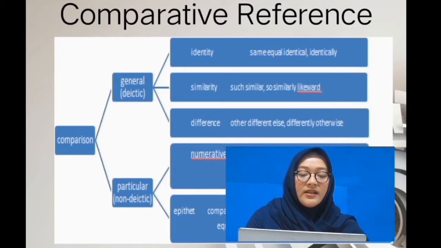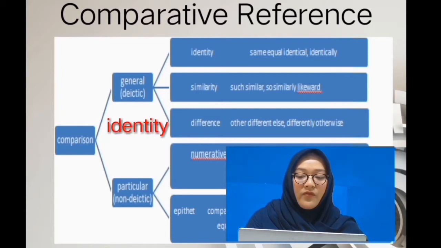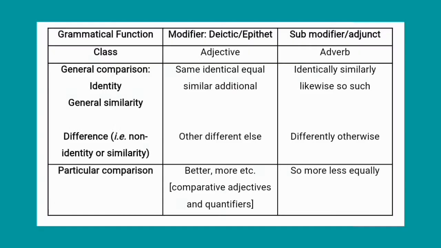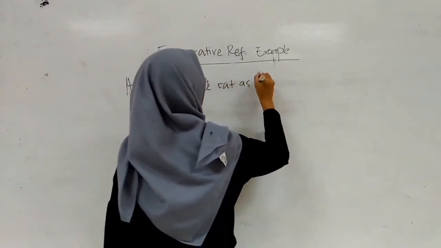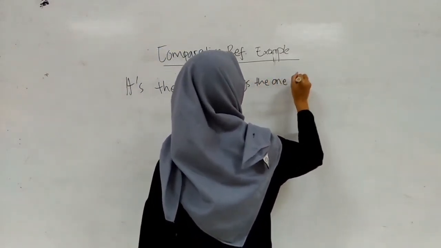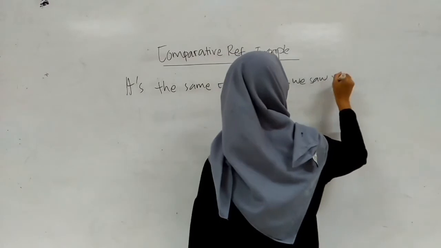The last one is comparative reference. Comparative reference is indirect reference by means of identity or similarity. The table system is as follows. For example, "Same cat as the one we saw yesterday."